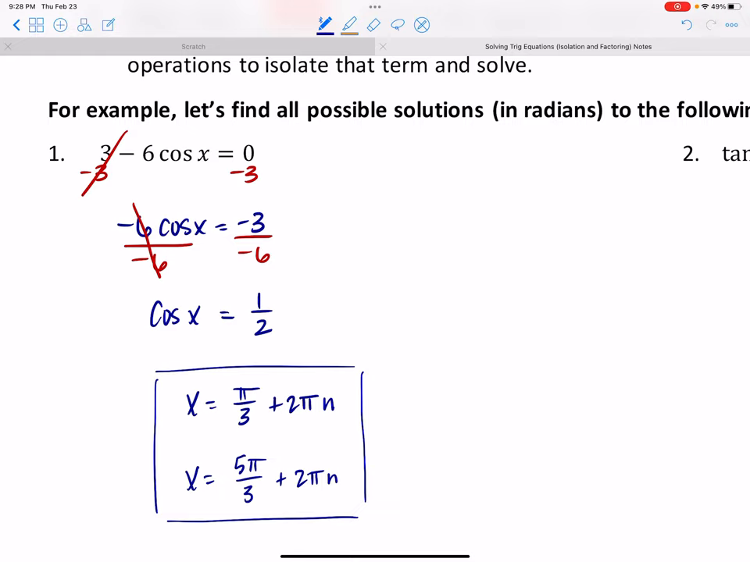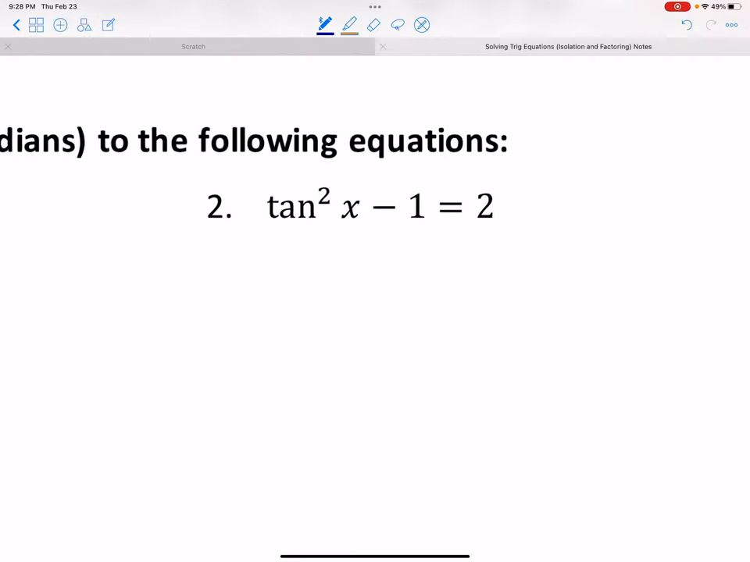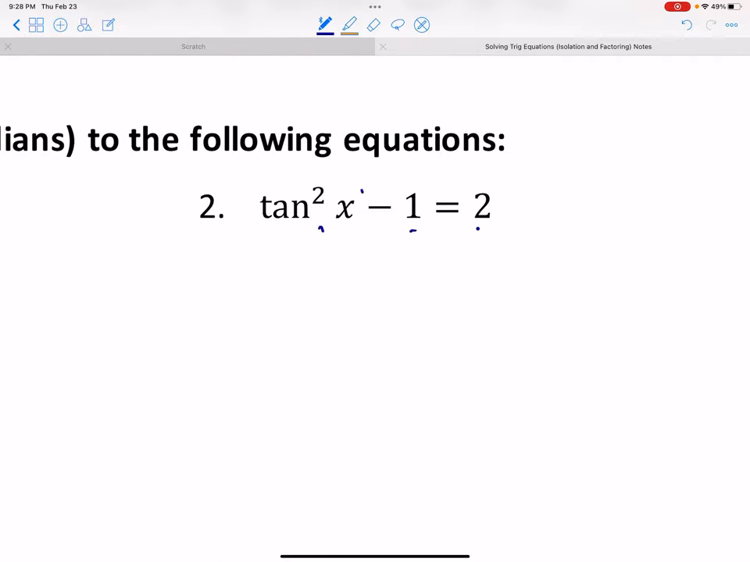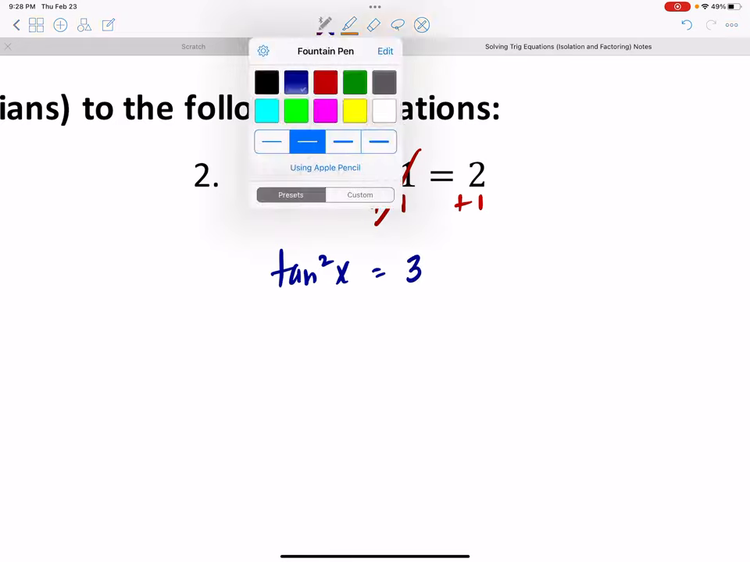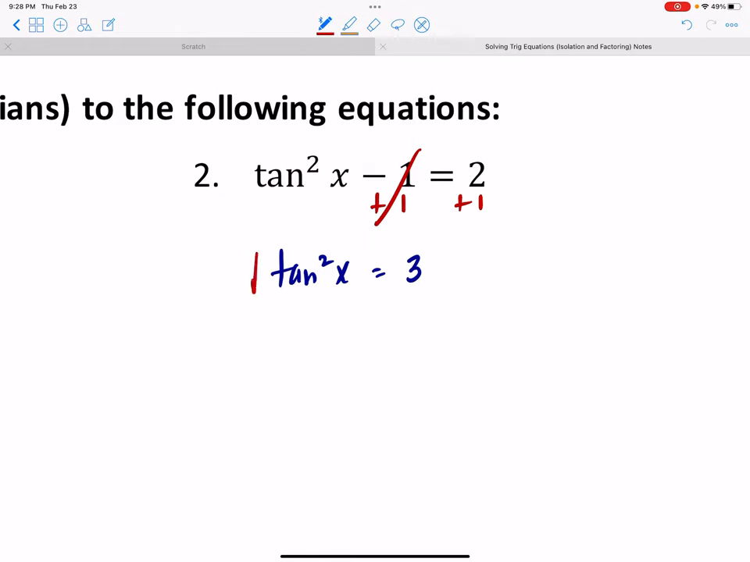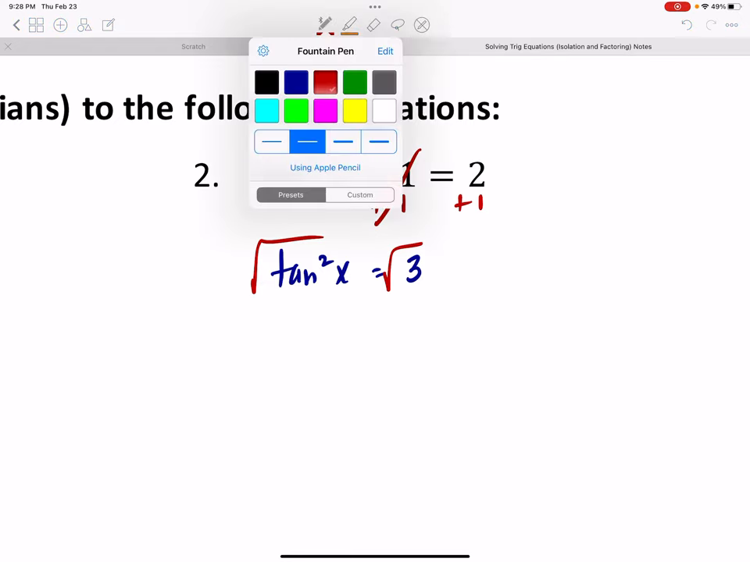Okay? Let's try that again over here. So again, I have 1, 2, 3 terms, but only one contains a trig function, so I'm going to isolate that trig function. And this, again, should feel familiar because we've done a little bit of this in our previous module. So if I want to get tangent of x by itself, I'm going to start by adding 1 to both sides. And that means my tangent squared x is going to be equal to 3. And now I'm going to use the inverse of my square, which is the square root. And now my tangent is all by itself.